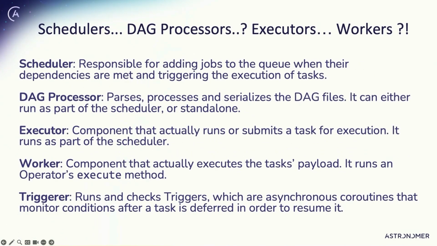So we'll begin with a short reminder of the main Airflow components. The scheduler is responsible for adding jobs to the queue when their dependencies are met and triggering the execution of tasks. The DAG processor parses, processes, and serializes the DAG files. It can either run as part of the scheduler or standalone. The executor actually runs or submits a task for execution. It runs as part of the scheduler. And in this talk, we're only going to focus on queue exec and Celery exec, but other implementations exist.